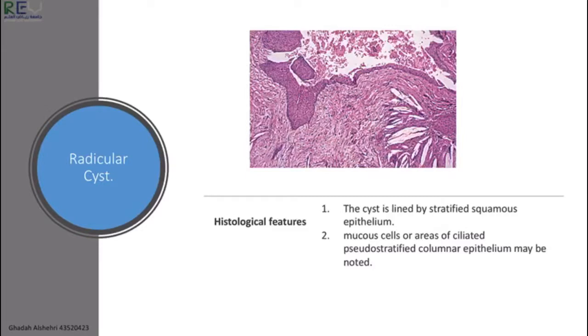Histological feature: the cyst is lined with stratified squamous epithelium. Mucous cells or areas of ciliated pseudostratified columnar epithelium may be noted.